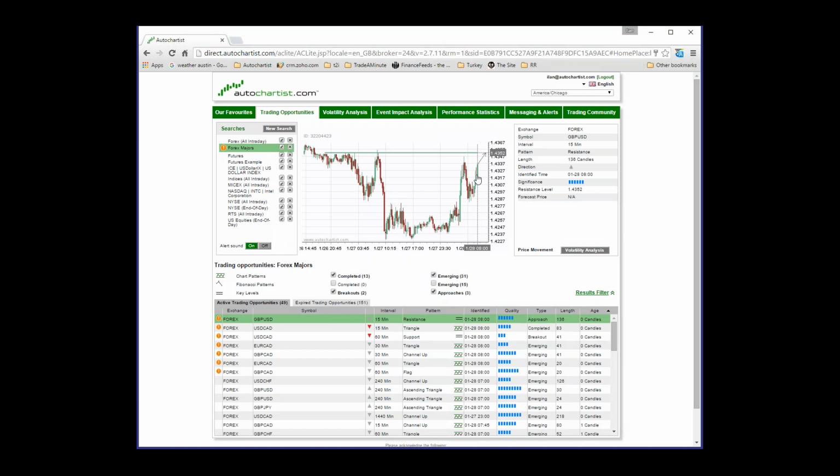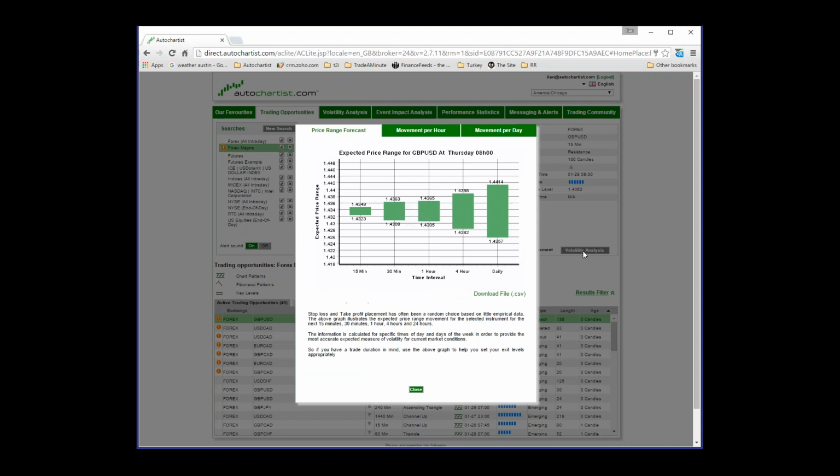If I'm looking to trade GBP USD right now, obviously the first question is, which direction am I going to trade it, right? So that's obviously the first question you have to ask. The second question you've got to ask is, where am I going to set my stop loss and take profit, right? In fact, many traders believe that the second question about setting stop losses and take profits is sometimes more important than the first question of which direction. So if you click on this volatility analysis section, Autochartist provides you the expected volatility for the next 15 minutes, 30 minutes, 1 hour, 4 hours, and 24 hours, right?